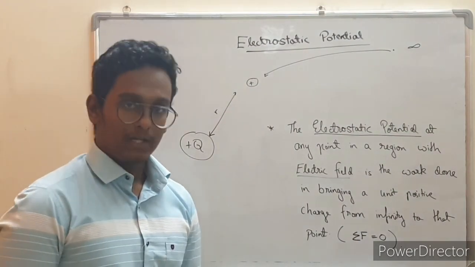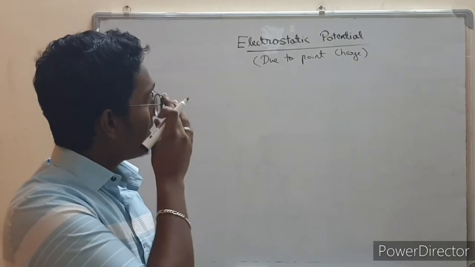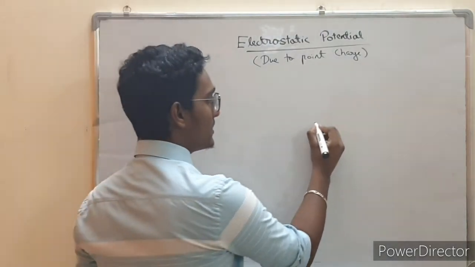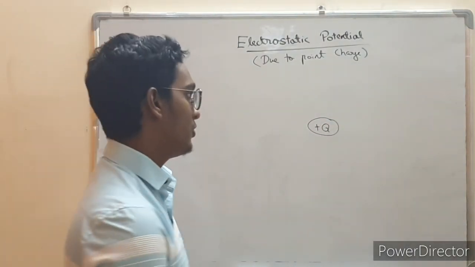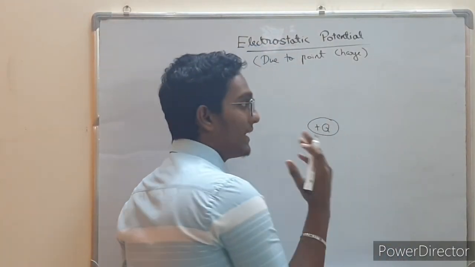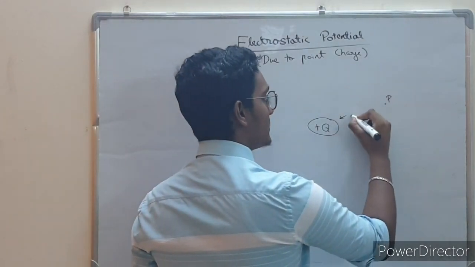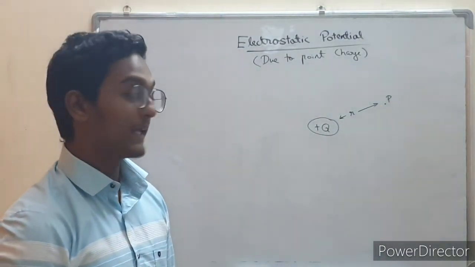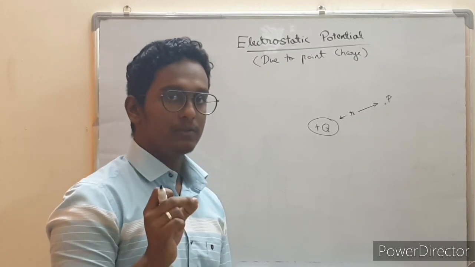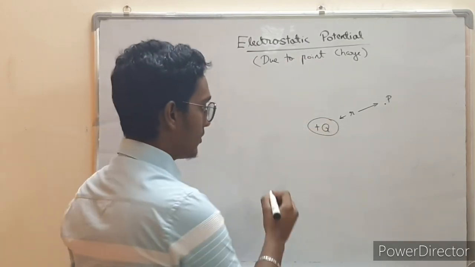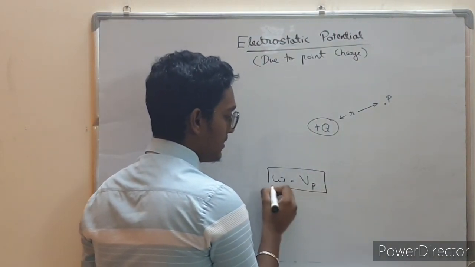Now let's derive the electrostatic potential due to a point charge. First let's assume the quantities we need. There is a positive charge present over here, which gives the electric field we require to oppose the force. We need to find the electrostatic potential at this point P, which is at a distance small r away from the main source. To find it, we need to first bring the positive charge from infinity to that point, because we know the work done is equal to the potential at that point P we require. So this work done is the potential.